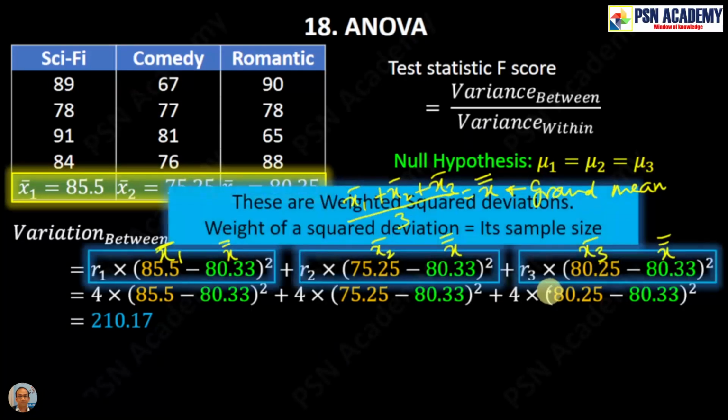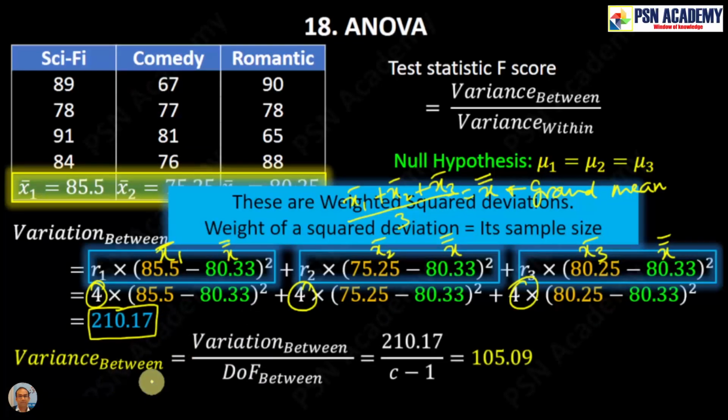Now one thing you notice here that every time we are taking the squared deviations, we are multiplying that square deviation with the value of R1, that means the rows, the sample size. This deviation is called weighted squared deviation. So the weight here is the samples, the group size, the sample size. So here is 4, here is 4, and here is also 4. In this specific example, you have all the samples of same size. You may have different sample size, it doesn't matter. And you finally add these and you get 210.17.